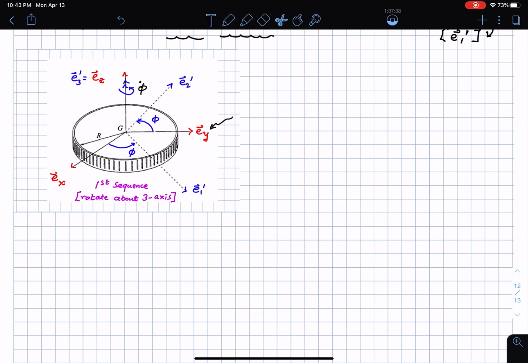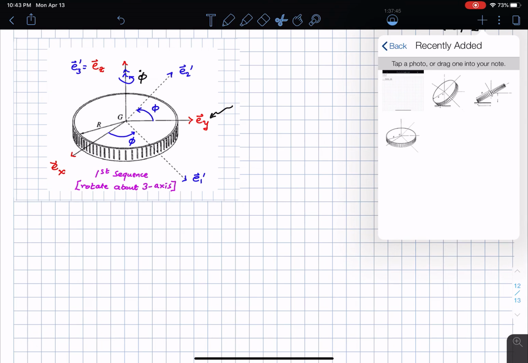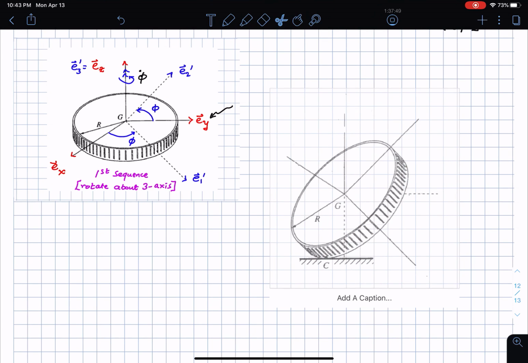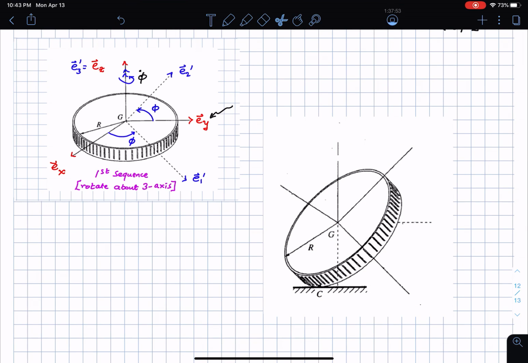Now I perform the second sequence of rotation. So this is the first sequence, and then for the second sequence I bring in another figure. This is the second sequence that I perform. Let's say I put it here. Now, important thing: what did we have before? What do we have now? Previously this was easy.